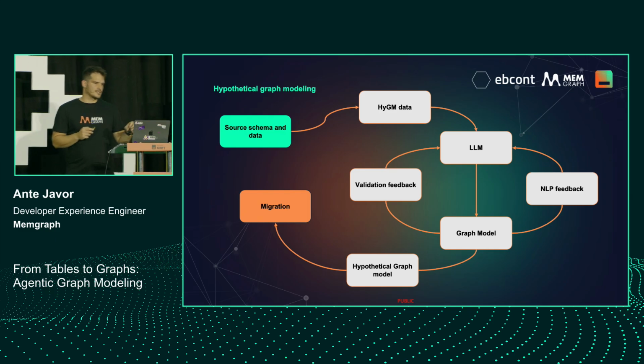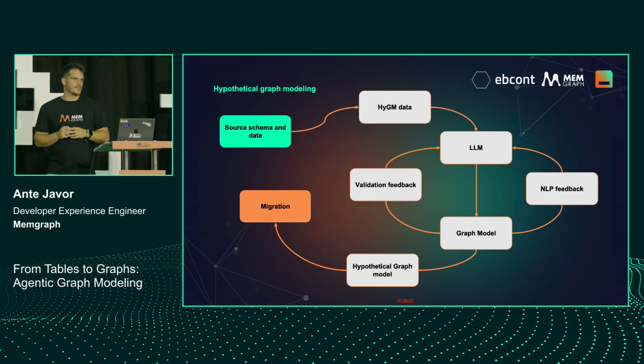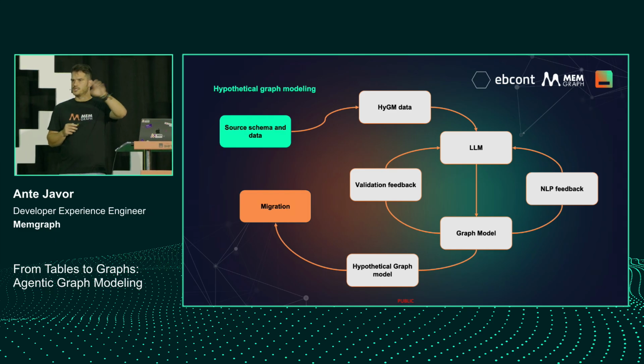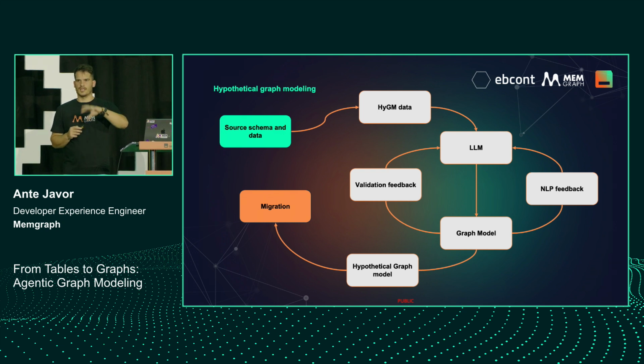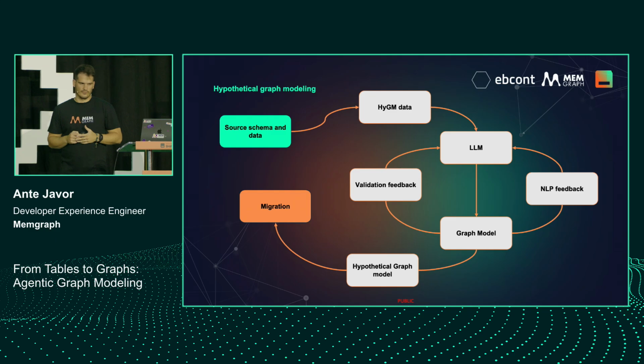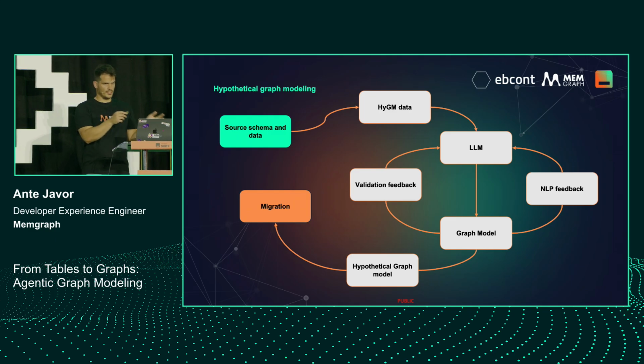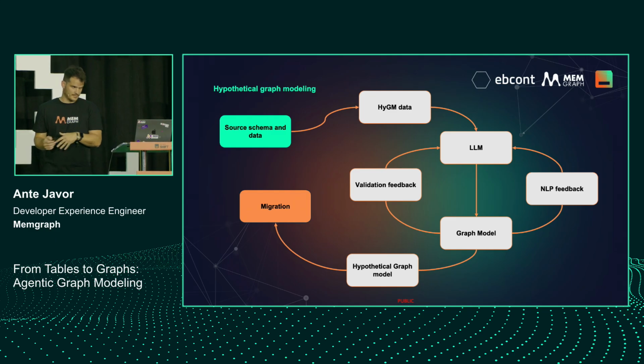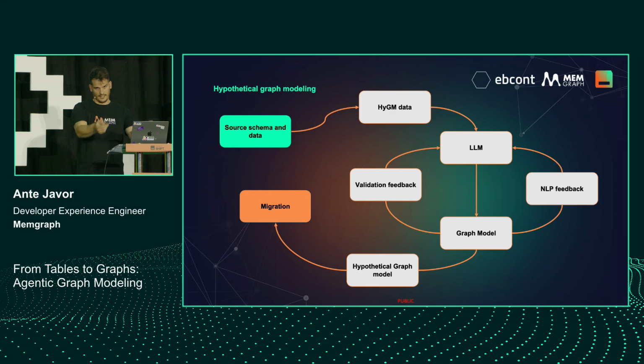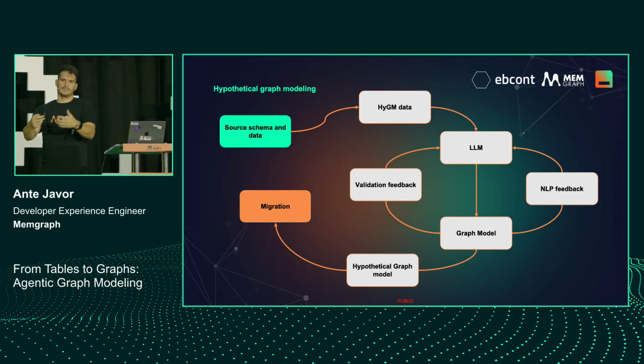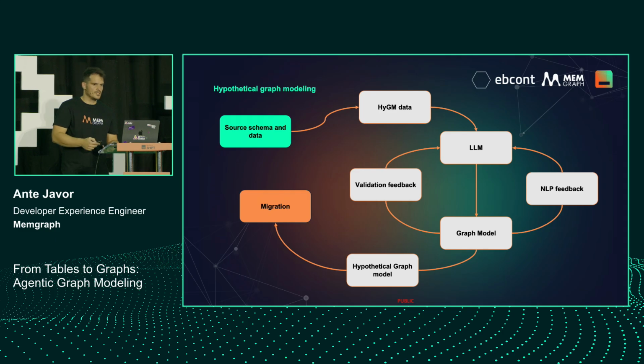The first is schema and the data. Essentially, we go over your SQL database and look for the tables and the data that is related to a potential graph model. Then we model it to a HyGM type of format and pass that to the LLM. The LLM spits out the initial graph model via structured outputs. That graph model is just what is envisioned by the LLM.